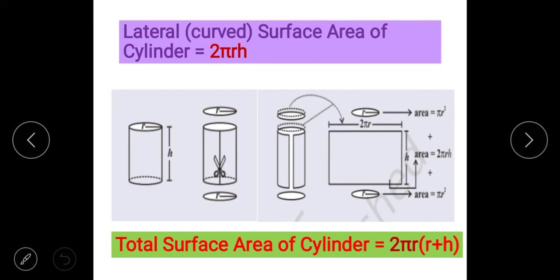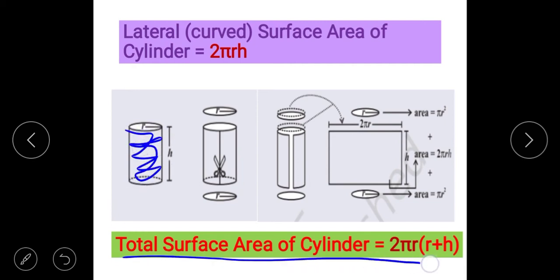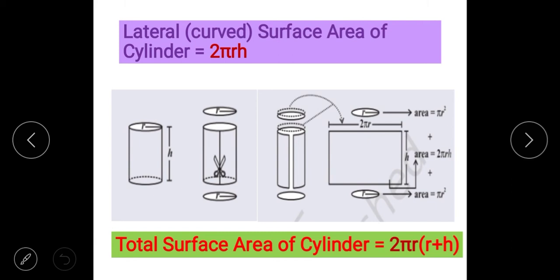This is the cylinder. In the cylinder we can calculate two types of areas. First is the lateral or curved surface area. So this is the area of this curved face, okay, and the total surface area of a cylinder, in which we include both the circular faces also. So how will you get the formula? As you know, the upper part of the cylinder is in the form of a circle.